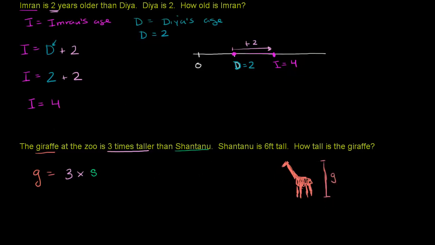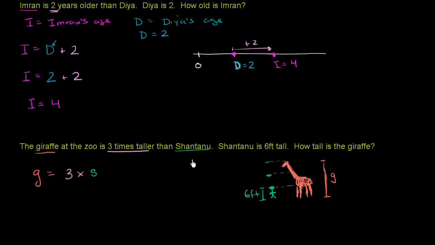And let's say this is Shantanu's height. If I multiply that by 3, I get the giraffe's height. So Shantanu might look something like this. And if you took 3 times his height, so this is 1 time his height, 2 times his height, 3 times his height, you would get to the height of the giraffe. So that's what this first sentence tells us. Shantanu is 6 feet tall. So they tell us that this height right over here is 6 feet.